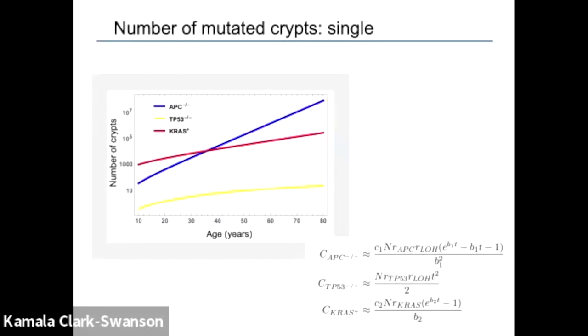However, APC mutations take over around age 40. And this is because even though they need 2 hits, their growth advantage is higher than the growth advantage from KRAS. So they will take over after some time. And TP53 does not give any selective advantage on its own, and it also needs 2 hits, so the number of TP53 mutated crypts is very low.